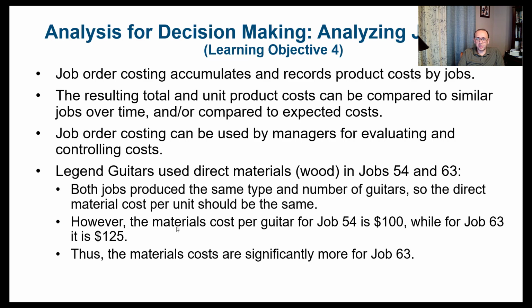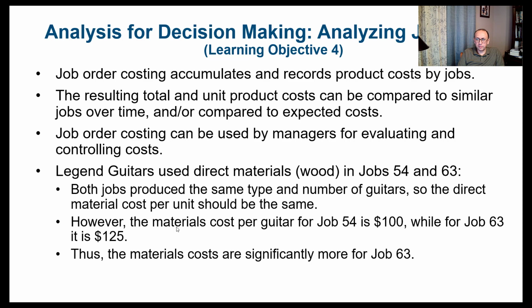And we've seen that already. The resulting total and unit product cost can be compared to similar jobs over time, or it could be compared to expected costs. So job order costing can be used by managers for evaluating and controlling costs. So let's see an example here for our company that we've been using so far, which is Legend Guitars.